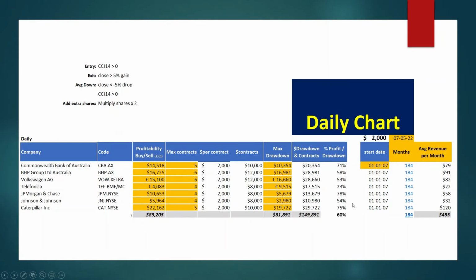results. Now this is the results for the long positions. You can see here the stocks we traded, the profits generated for each, number of contracts, the maximum number of contracts traded since 2007, and the maximum drawdown at each one respectively. So it generated monthly revenue about 485. Again, that's our long position entry and exit and average down rules.